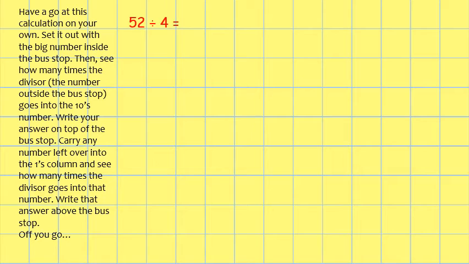Have a go at this calculation on your own. Set it out with the big number inside the bus stop. Then see how many times the divisor, the number outside the bus stop, goes into the tens number. Write your answer on top of the bus stop. Carry any number left over into the ones column and see how many times the divisor goes into that number. And write that answer above the bus stop. Off you go!